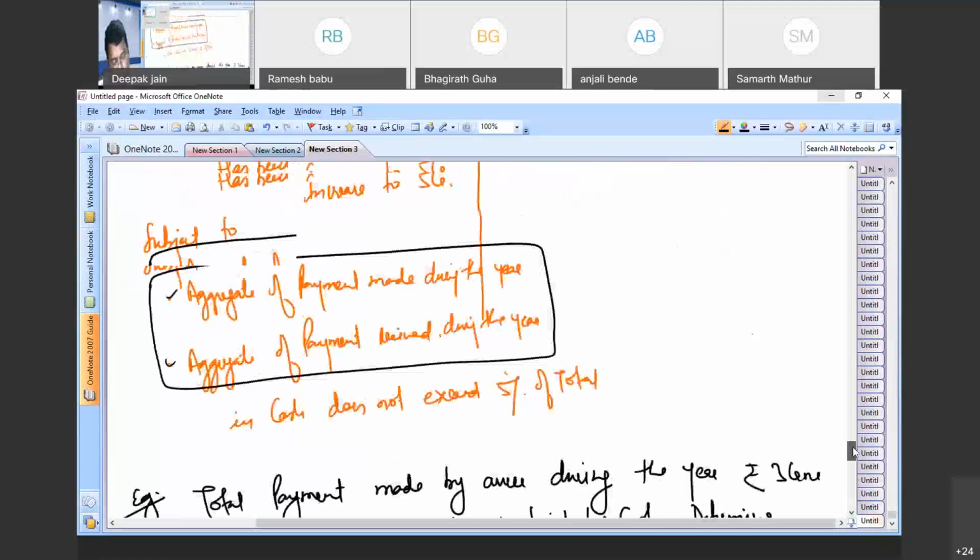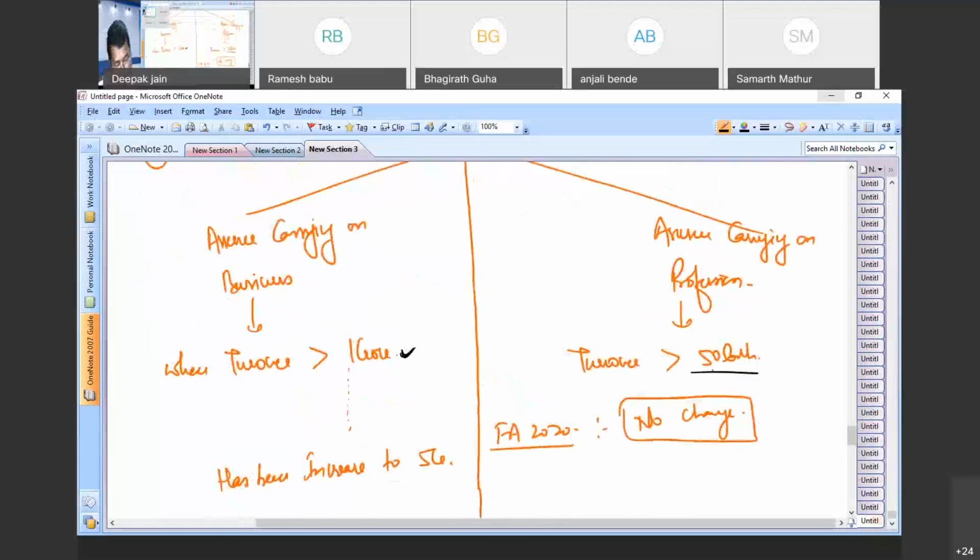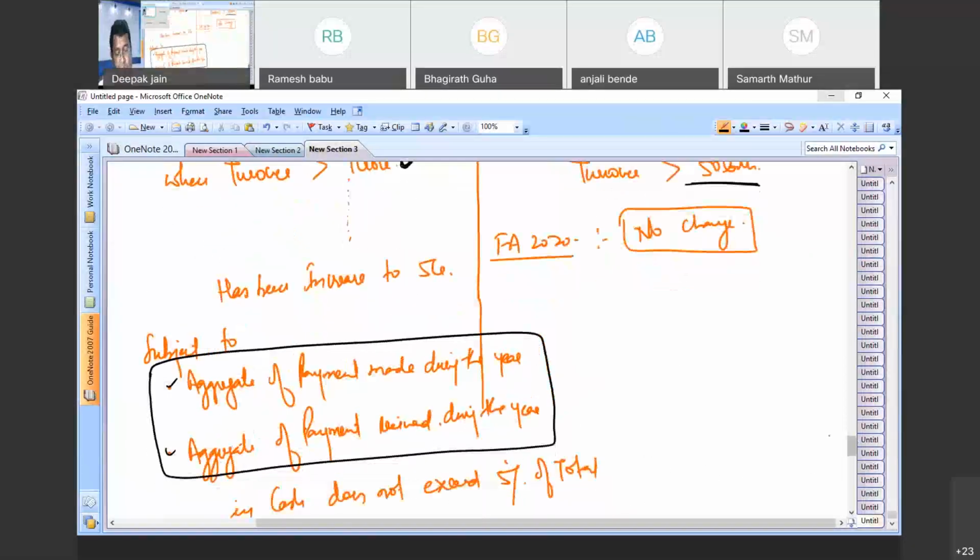Please focus on this point. No change in case of profession. Prior to Finance Act 2020, 50 lakh, after Finance Act 2020, 50 lakh. Change only in case of business. In case of business, the basic principle is turnover of 1 crore. However, if cash receipt or cash payment is up to 5% of total payment or receipt, then the limit has been increased from 1 crore to 5 crore in totality. Up to 5 crore, no need to get your accounts audited. After 5 crore, audit is compulsory. Any issue?